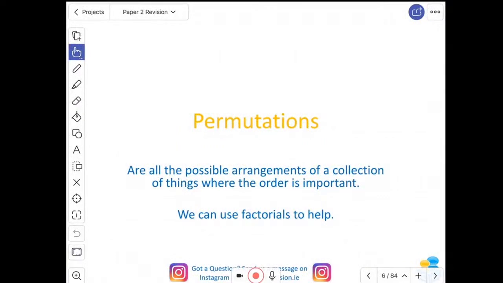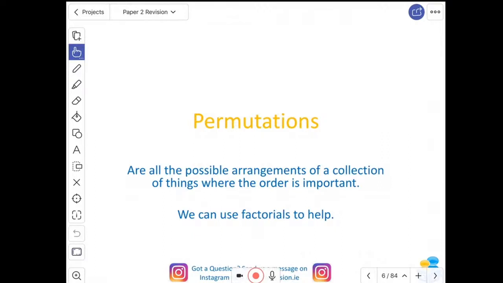Okay, so to start off with, again, a question I get asked quite a lot is what's the difference between permutations and combinations? So to start off with, permutations are all the possible arrangements of a collection of things where the order is important. Now, again, it is hard sometimes to remember the difference between the two of them, but when they come up in an exam question, you won't necessarily have to make that decision, because from practicing questions you'll see that the methods that you're going to use are quite different.